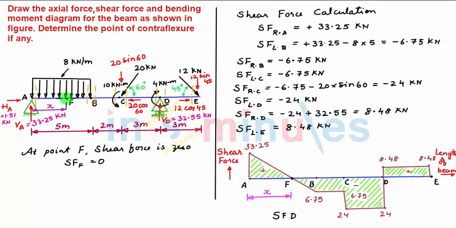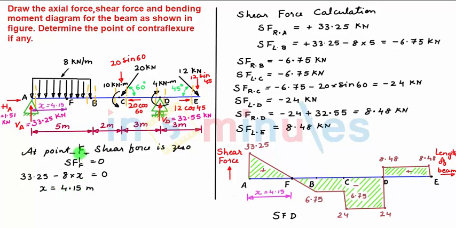Now by considering the left hand side of the section from point F, we see that the vertical forces on the left hand side of the section are, first, an upward vertical support reaction VA of magnitude 33.25 kilonewton. Then we have this downward UDL whose intensity is 8 kilonewton per meter, acting for a distance of x meter. So we have minus 8 into x. Now this is equal to 0. This is the expression for shear force at point F by considering the left hand side of the section. Upon solving this, we get the value of x equal to 4.15 meter.